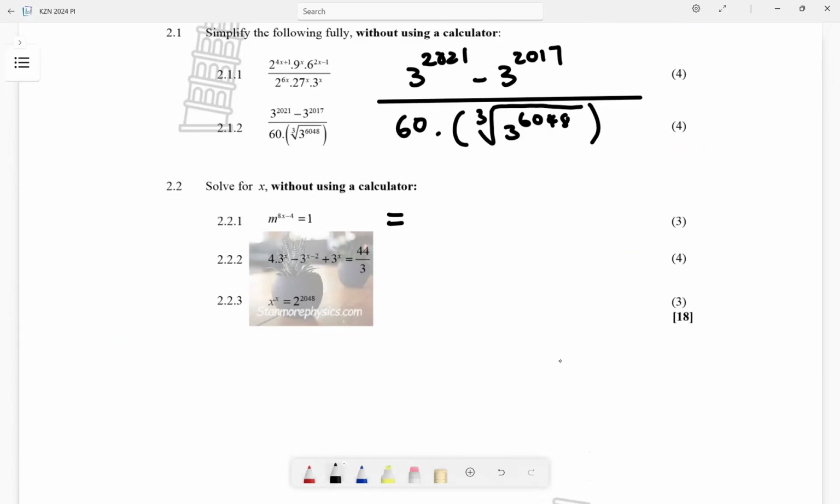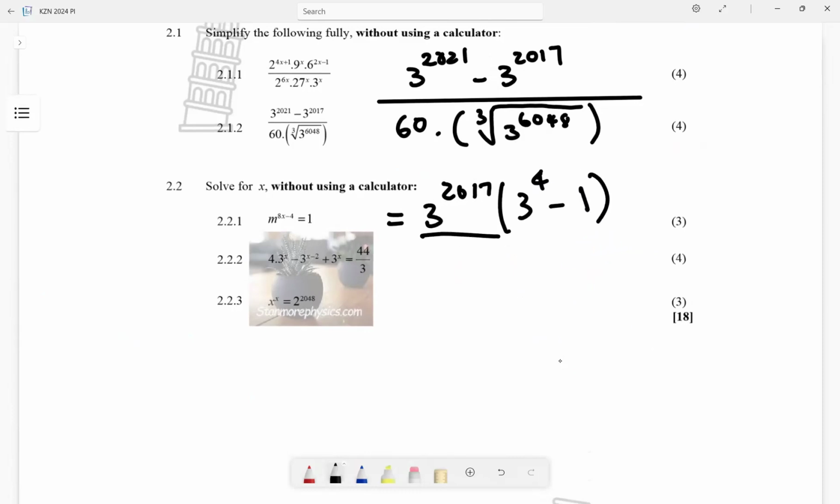Here, you can take out the highest common factor, 3 to the power of 2017. Remember, if you have 3 to the power of 4 minus 3 to the power of 3, you take your common factor, the one with the lowest exponent, which is 3 to the power of 3. Then you are left with 3 to the power of 1 minus 1. Similarly here, the factor is 3 to the power of 2017, then I have 3 to the power of 2021 minus 2017, which is 4, minus 1.